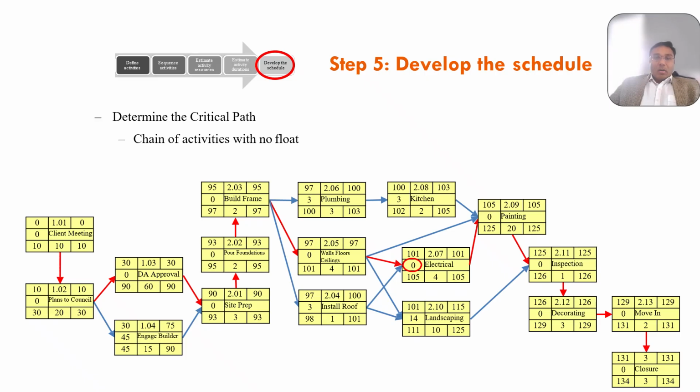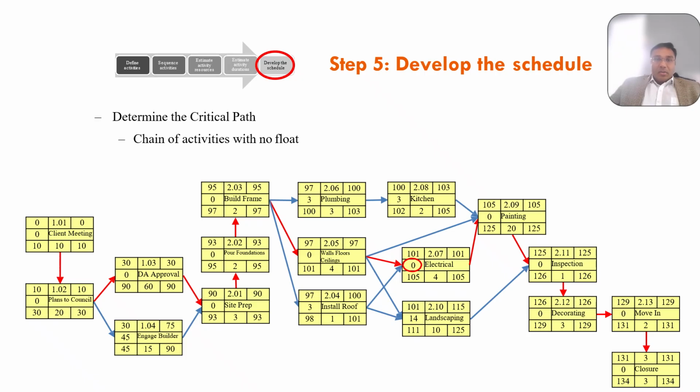So let's see how. Step one is to identify all activities and dependencies. From the network diagram, you can see the activity ID 1.01, which is the client meeting. Then it follows through 1.02, the plans to council, then to DA and engaging your builder. And then it flows from DA approval to footings and foundations up until build frame, and plumbing, kitchen, painting, and so on and so forth. So you list every path from start to finish so we can compare durations in the later stage.